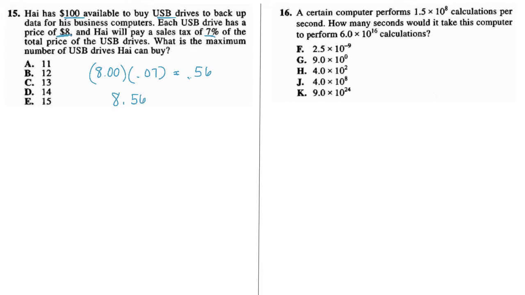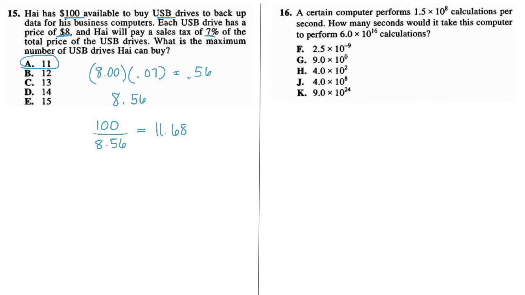And he has a total of $100. So we can very quickly in our calculators do 100 divided by $8.56. And that's going to give us 11.68. And so it looks like he can purchase a maximum amount of 11.